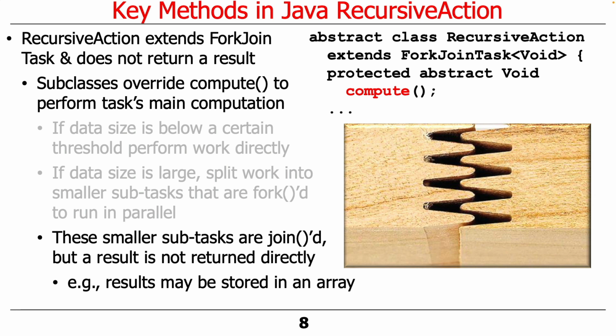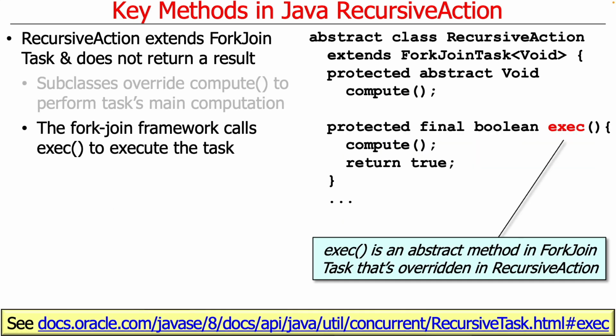The smaller subtasks are joined in this model. However, there's no result returned from compute, because as you can see, compute is a void method. It returns nothing. So what will you do with the results? Well, a common thing you'll do is store them in an array or a list or some collection of some kind. We'll look at some case studies to illustrate that later.